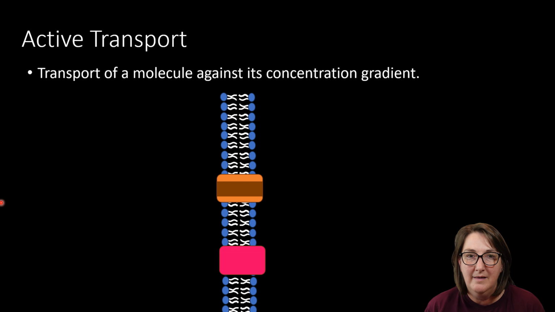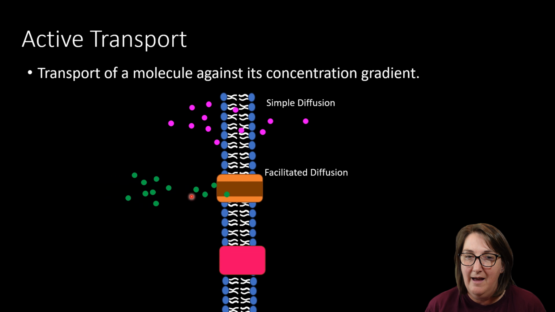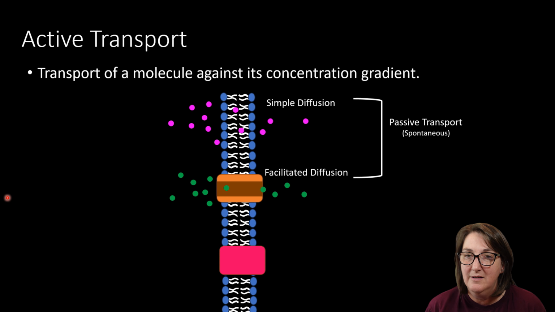I have some that can go with the concentration gradient. I have a lot of molecules here, and a little bit of molecules over here, and it's going to go with its concentration gradient. So simple diffusion, I'm going to have material go through. I can have facilitated diffusion. Remember, these are proteins that are going to allow material to go through. And these are all passive transport. These are spontaneous. This is going to happen naturally.